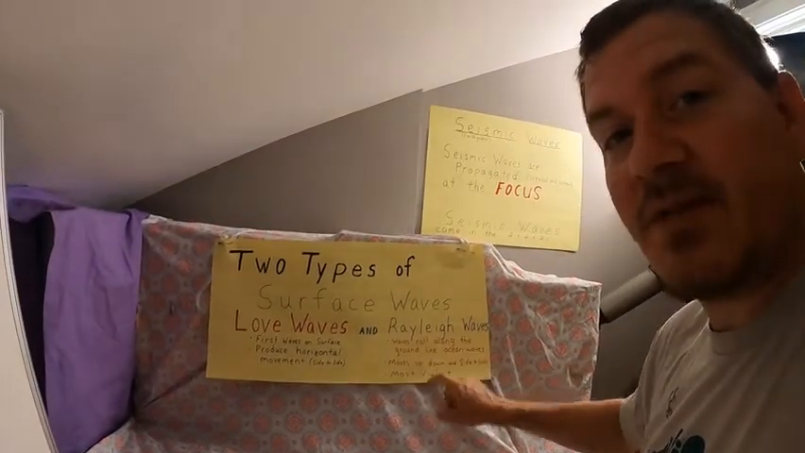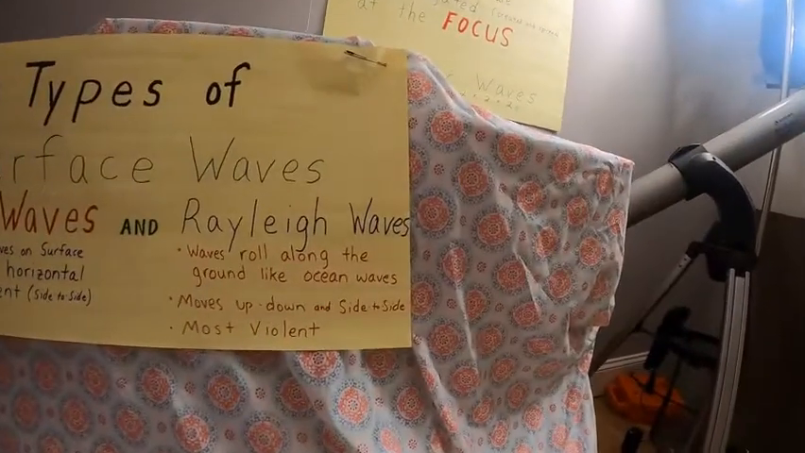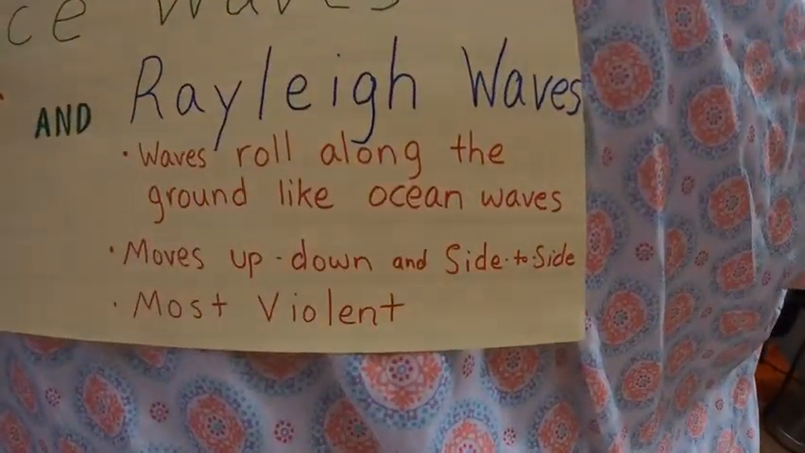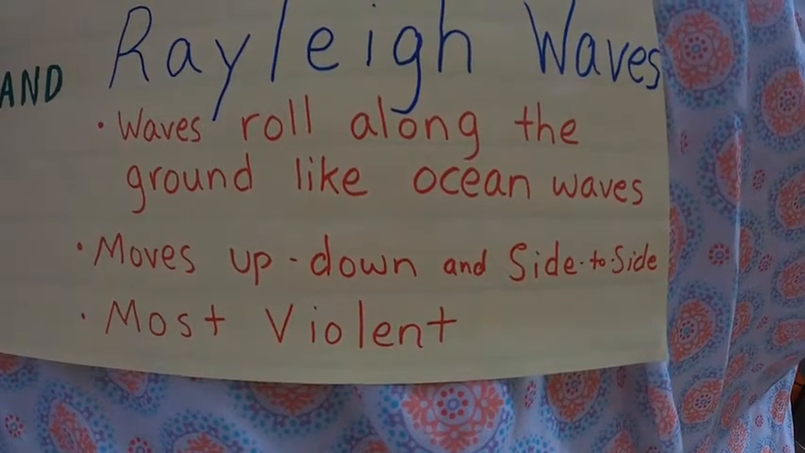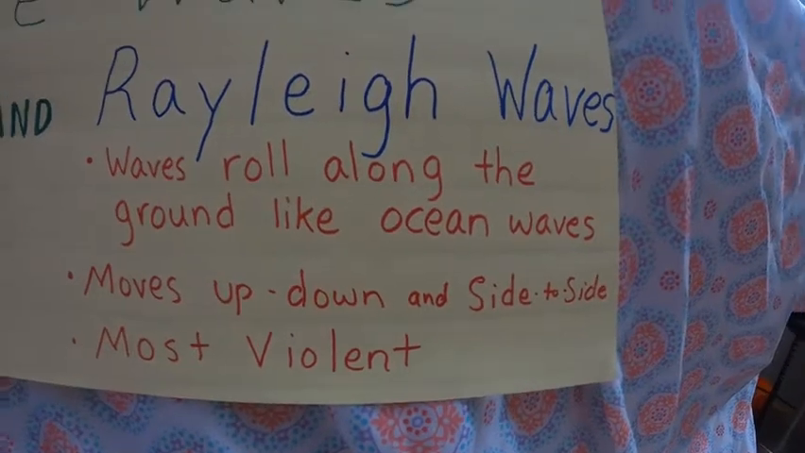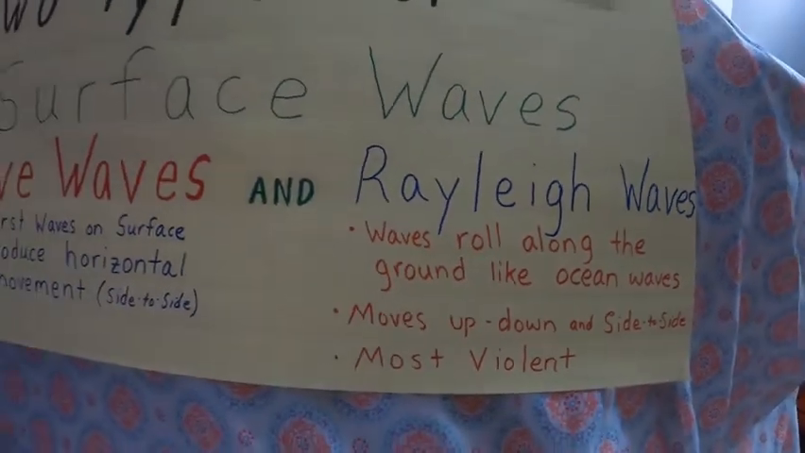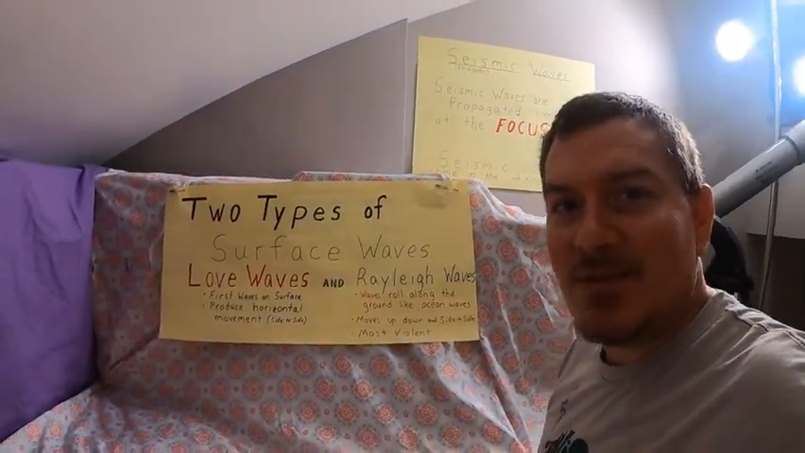The other type of surface waves, the Rayleigh waves. Rayleigh waves are going to roll along the ground like ocean waves. They're going to do a combination of up, down, and side to side. And because of that combination of movements, they are much more violent types of waves.